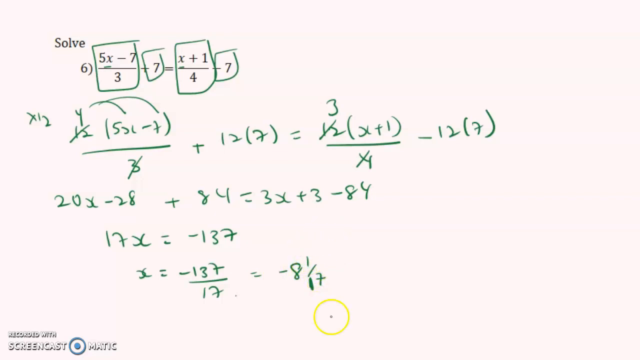Sorry. Now, how do we know that this is true? We could simply plug in this value for x here and this value for x here and see if we get the same thing on both sides.